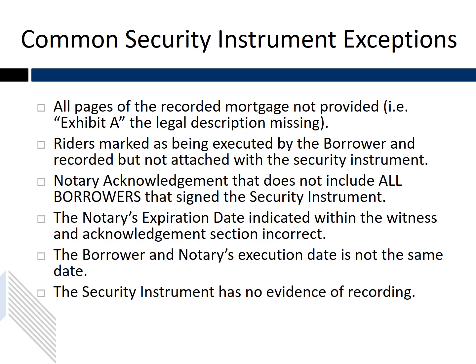A few common security instrument exceptions include: all pages of the recorded mortgage not provided, such as the Exhibit A; riders marked as being executed by the borrowers and recorded but not attached to the security instrument; the notary section not including all borrowers that signed the security instrument; the notary expiration date indicated within the witness section and the acknowledgement section being incorrect; the borrower and the notary executing the document on different days; and the security instrument having no evidence of recording.